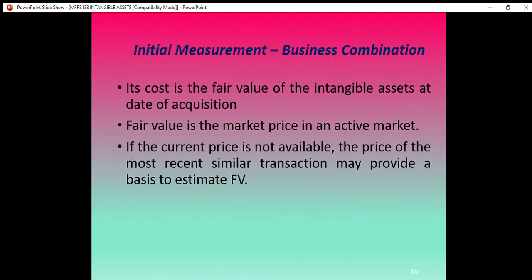The second situation is about business combination. If an intangible asset is acquired through a business combination, the cost of the intangible must be measured at fair value, at the fair value on the date of acquisition.